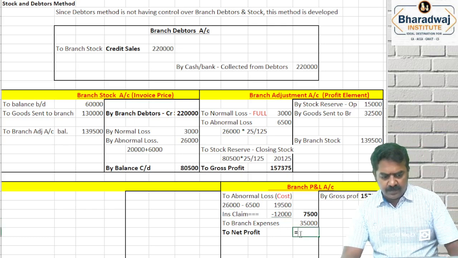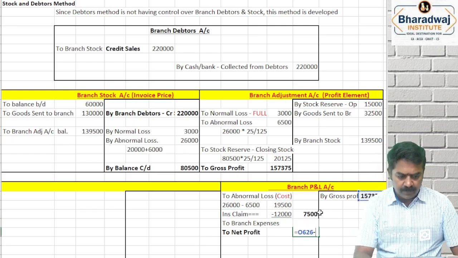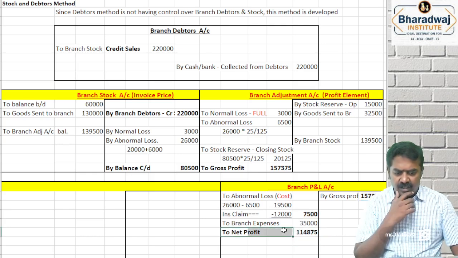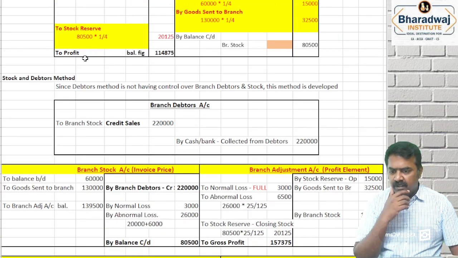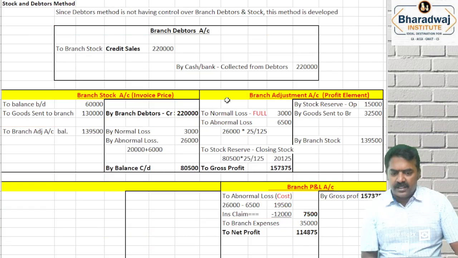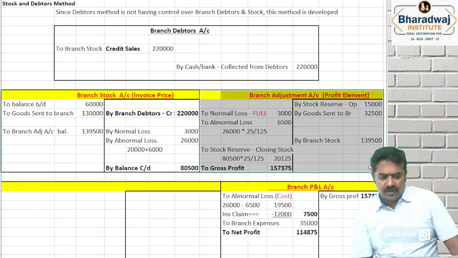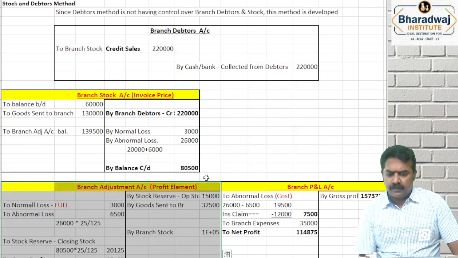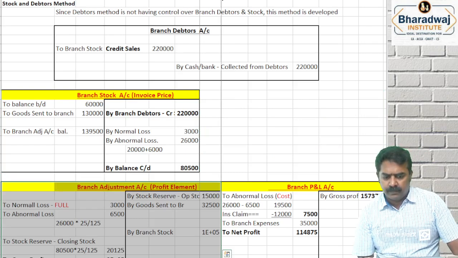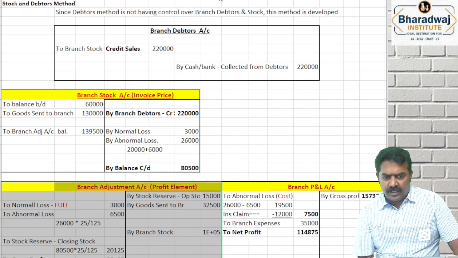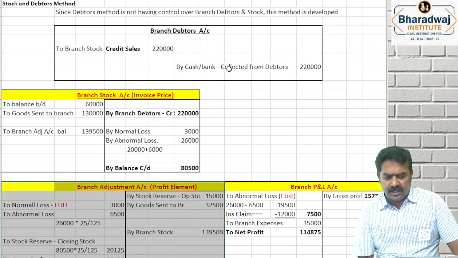Tally this, you will get it as a balancing. Let us see. 1,14,875. Previous method also 1,14,875. So the method can change, but profit is what? The same. Now take up this answer under stock and debtors method.